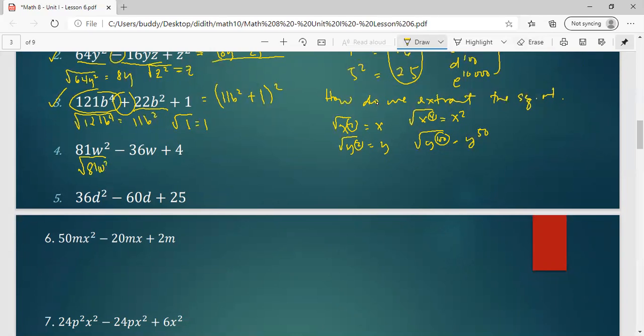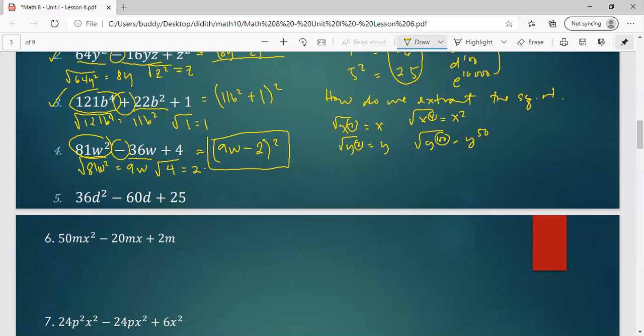So we'll get the square root of 81w squared, and that is 9w. The square root of the last term, 4, is 2. When we multiply 9w and 2, we'll have 18, and then times 2, it's the middle term. So this is a perfect square trinomial, and its factors are the square root of 81w squared, so that's 9w, minus the square root of 4, quantity squared. So these are the factors.